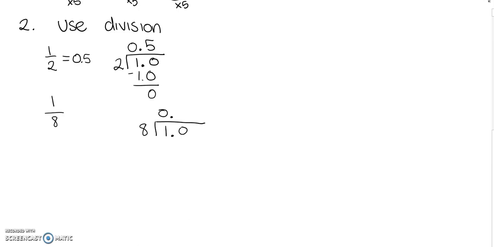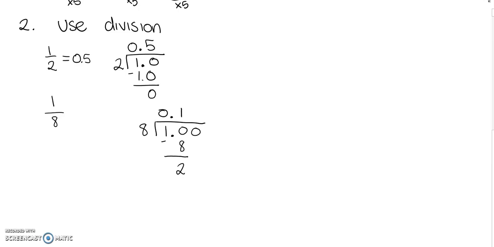So I know my decimal is going to have to be smaller than 1. I'm going to follow the same steps I did before. Now I have 8 going into 10. Can I do this? Yes. So 8 goes into 10 once. Now I'm going to use my long division to work out how much is remaining. If I have 10 minus 8, I have 2 left over.